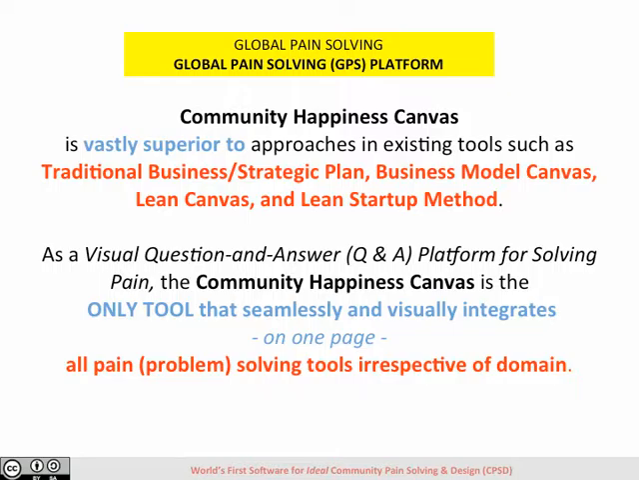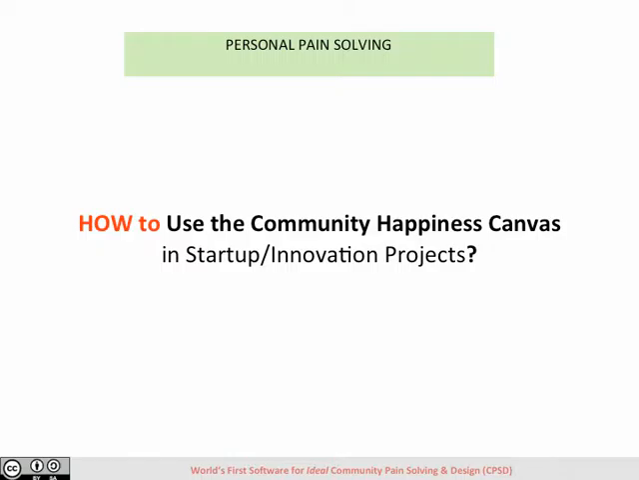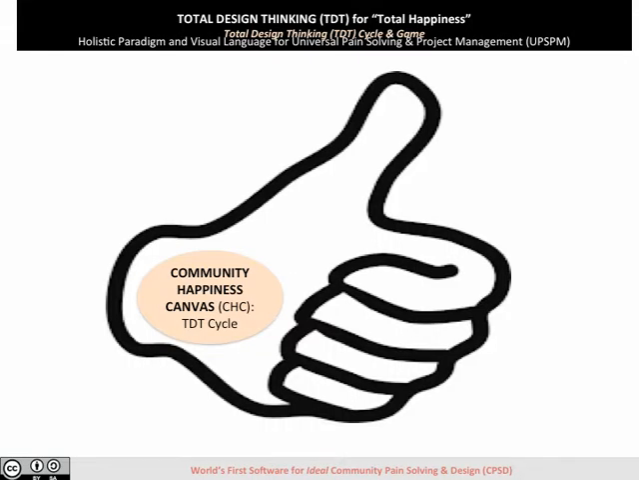So, apart from its specific use, you can use it as a business plan, you can use it as a business model canvas, you can use it as a lean canvas, or you can apply the lean startup method using the Community Happiness Canvas. For personal pain solving, you might want to know how to use the Community Happiness Canvas in a startup or innovation project.